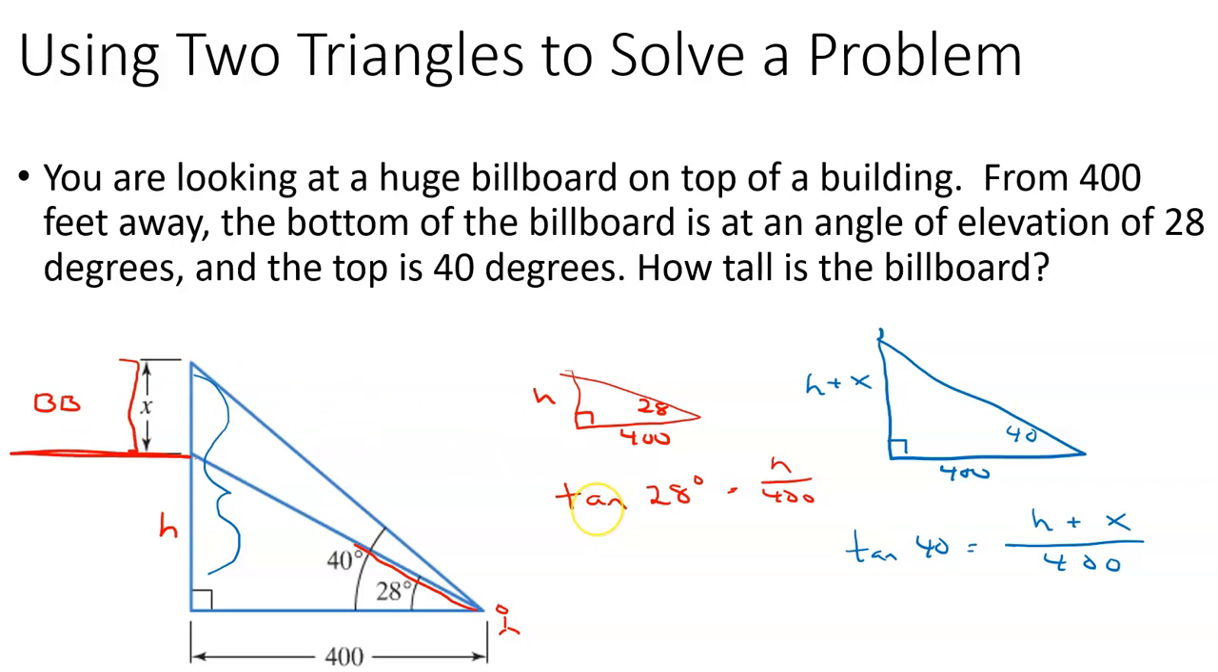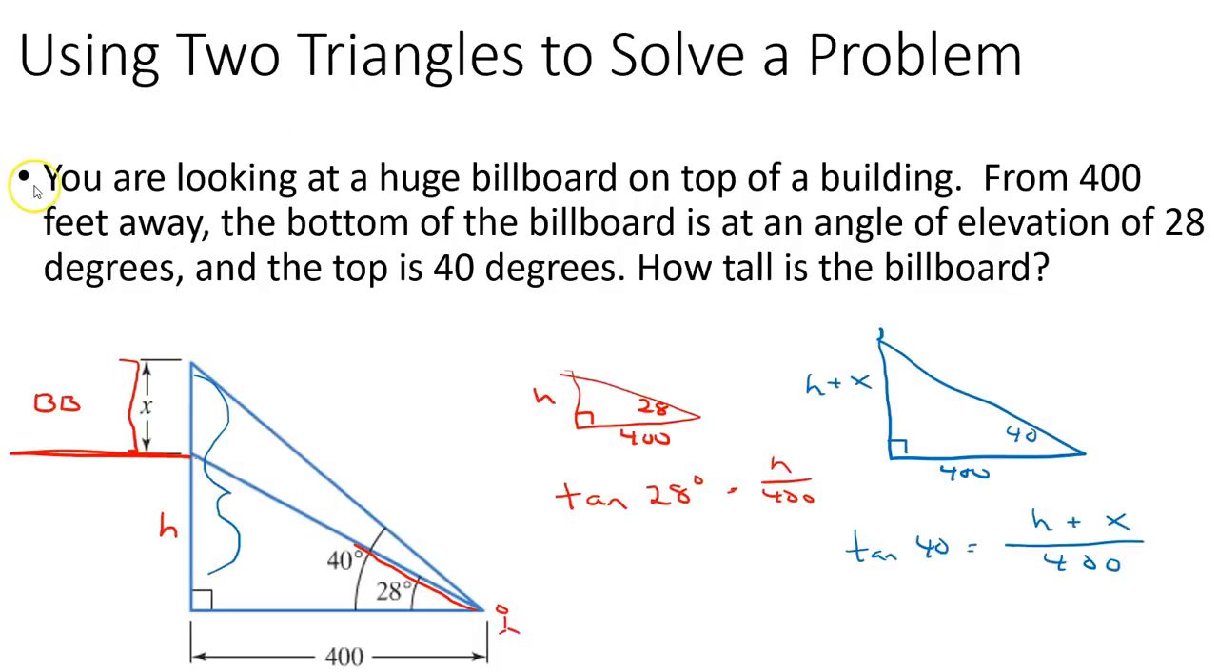Okay, let me carry these over to a new slide so I can actually do the algebra work out separately. I had to make a little adjustment to the tablet, so let's see if this fixes, well, not all of my handwriting, but at least a little bit of it. So we had tan 28 equals h over 400, and then we had the tan of 40 equals h plus x over 400. So let's multiply through to get rid of those fractions.